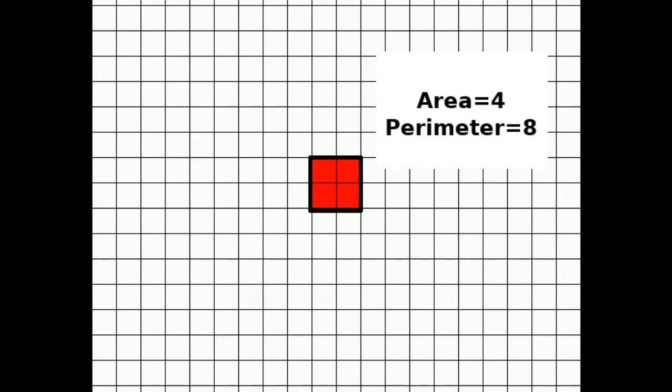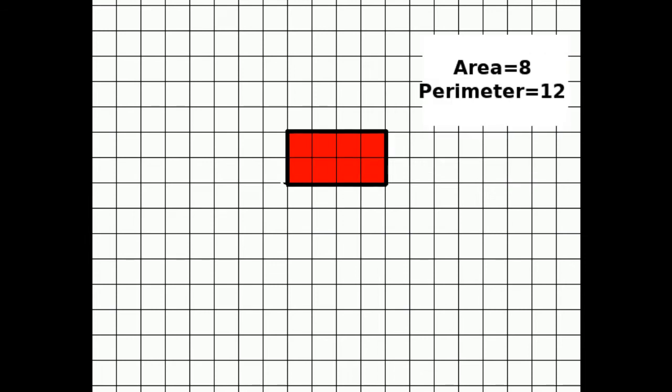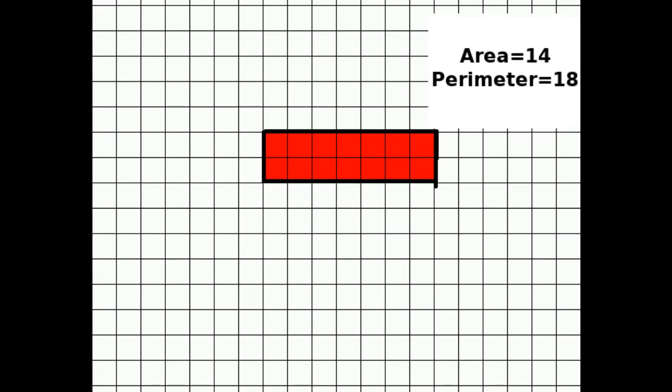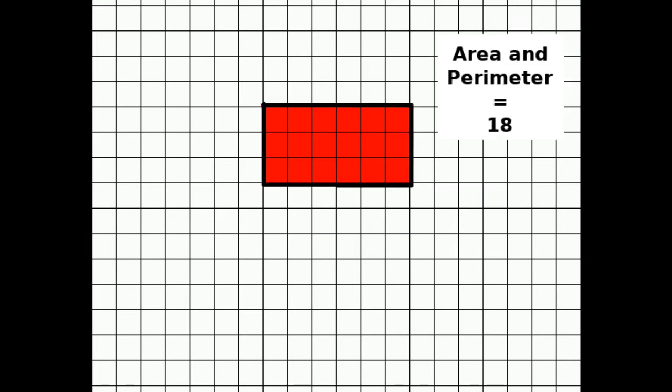A square of area 4 has a perimeter of 8. A rectangle of area 8 has a perimeter of 12. A rectangle of area 12 has a perimeter of 14. And a rectangle of area 14 has a perimeter of 18. And a rectangle of area 18, its perimeter is also 18. And there, our algorithm stops.